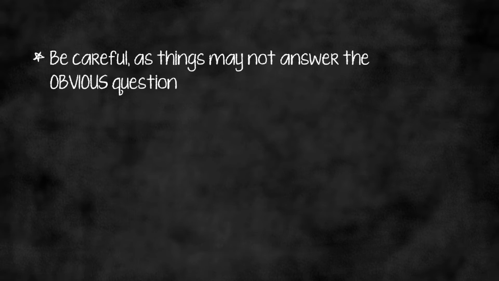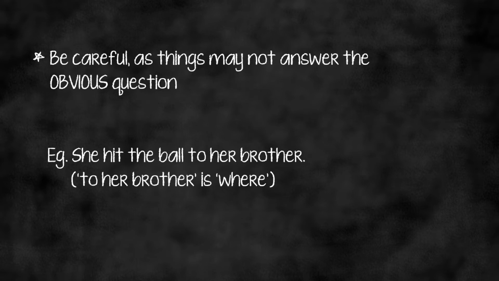Be careful, as things may not answer the obvious question. For example, she hit the ball to her brother. To her brother, in this case, is where? Remember, an object answers who or what only for the action. So the verb is hit. She is the subject, the doer of the action, the doer of hit. The receiver of the hit is the ball.